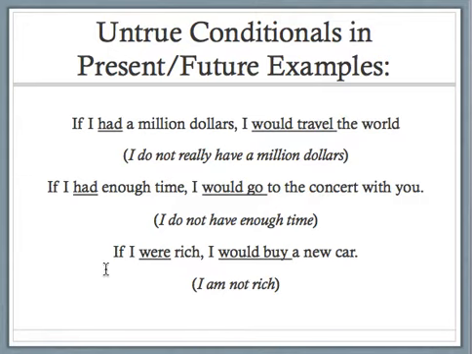Let's look at the last example. If I were rich, I would buy a new car. Same thing. I'm not really rich. That is not reality for me. So this is an untrue statement for me. So I form that by using the simple past. Now pay attention. Remember, we talked about be in class today with conditionals. We usually, almost always, use were, whether the subject is plural or singular. It doesn't matter. We always use were. So if I were rich, I would buy a new car. Again, not really rich. Rich is not a reality for me. But if I were rich, hypothetically, I would buy a new car.